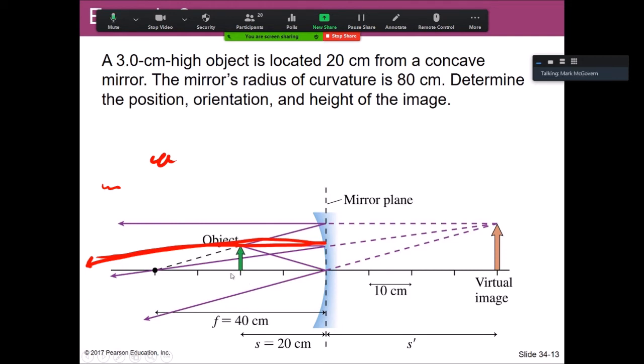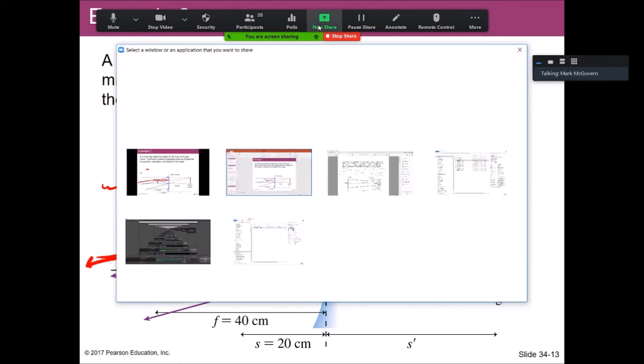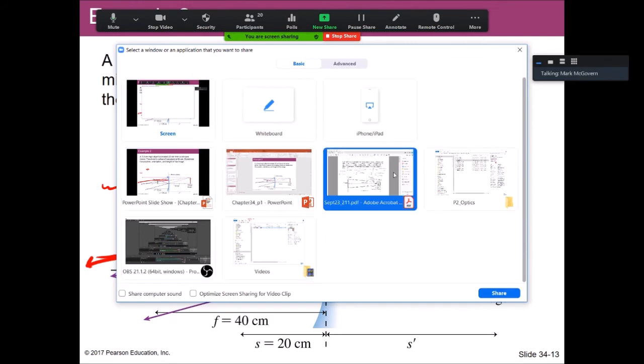Now, by the way, this will always be true. If you're within the focal length, you always end up with a virtual image. Always. That's just something to know. According to this, it looks like we're going to end up with a virtual image that's bigger. So let's do the math now.